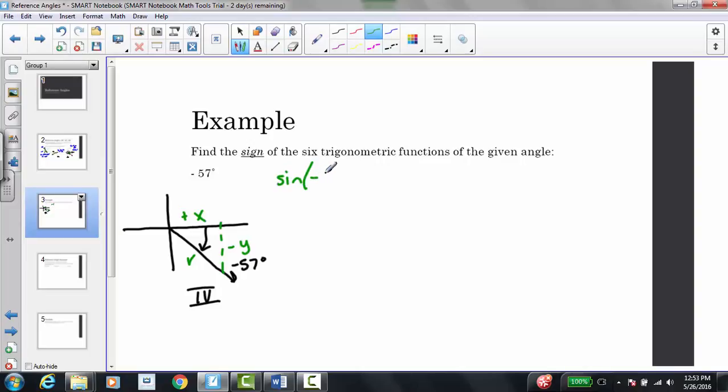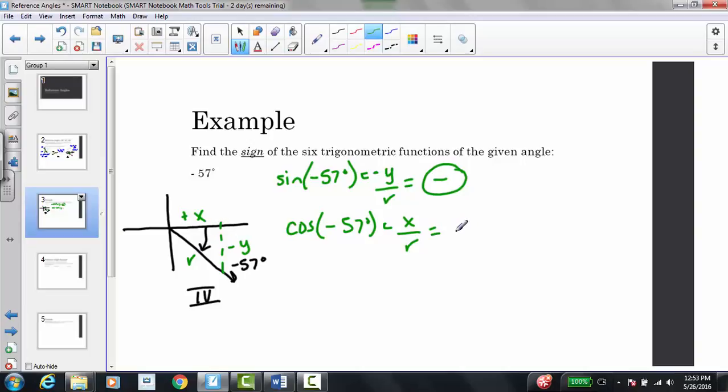So the sine of negative 57 degrees. If you remember again from the previous video, we said that sine theta equals y over r. And looking at our picture, our y is negative. So that means the sine of negative 57 degrees is going to be negative. The cosine of negative 57 degrees. We said that the cosine of an angle theta is x over r. In our picture, both x and r are positive, so we're going to get a positive answer.